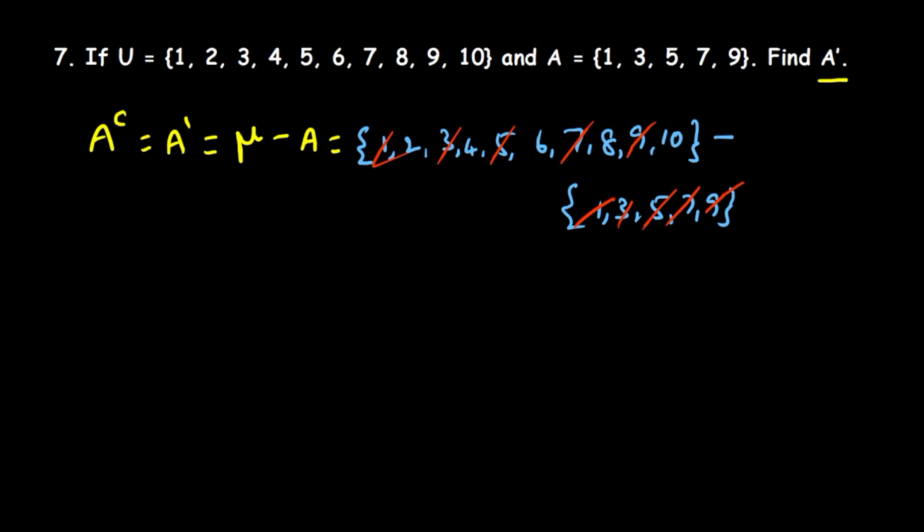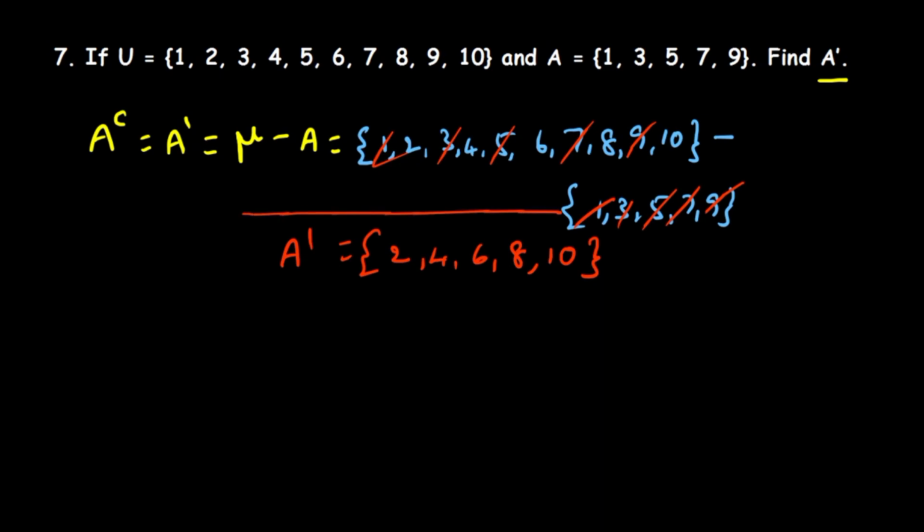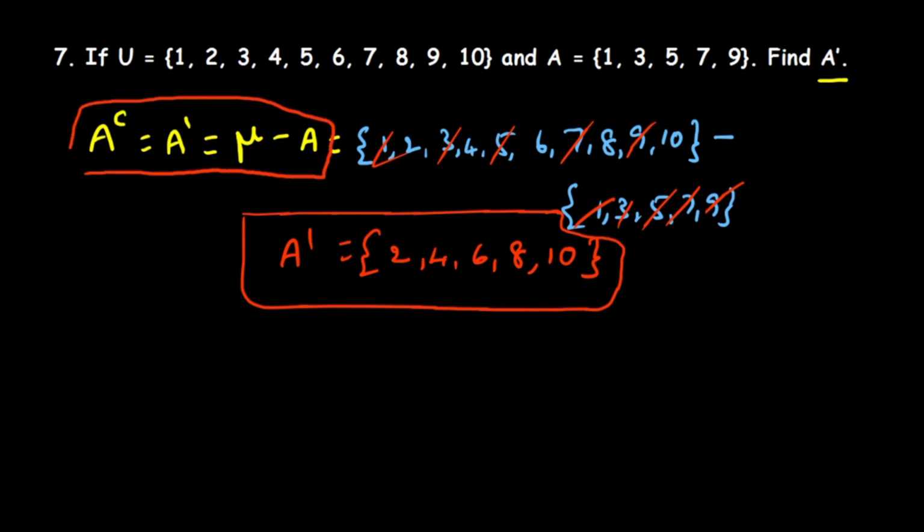Then what do we get from this? The remaining elements: we have 2 4 6 8 10. So this is A complement. Okay, so A complement means A power C or A dash. That means it is mu minus A. Don't forget this. So for example, if B complement is given, that means you take mu minus B.